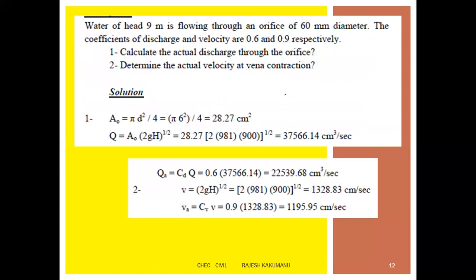Now see the next problem. The water of head 9 meters is flowing through an orifice of 60 mm diameter. The coefficient of discharge and the coefficient of velocity are 0.6 and 0.9 respectively. Calculate the actual discharge and determine the actual velocity at the contraction. Therefore, find the area, pi d square by 4, where d is 6. Pi 6 square by 4 is equal to 28.27.